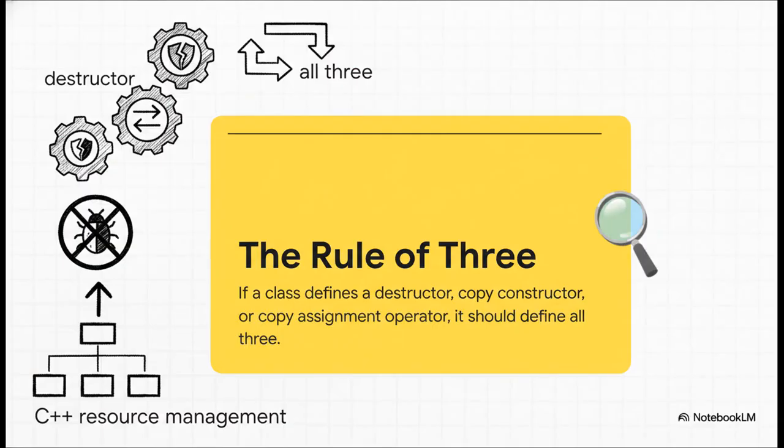The rule of 3 goes all the way back to 1991, and it was created to stop a super common and very nasty bug. The rule itself is simple. If your class needs a custom version of any one of these three, the destructor, the copy constructor, or the copy assignment operator, then you almost certainly need to write all three of them yourself.